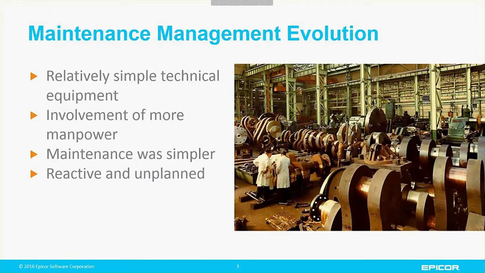Maintenance was quite often more reactive and unplanned, again because we didn't quite understand the cost impacts and the mean time between failures and a number of those elements. So we're in an environment where manufacturing was in its early days. Equipment was fairly unsophisticated. We didn't quite have a grasp on maintenance management, and planning was considerably more reactive.